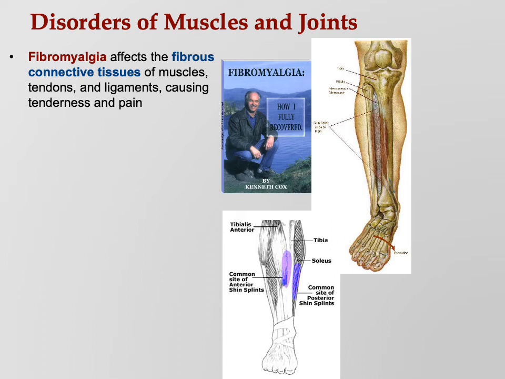But you'll find lots of books in the self-help section of the bookstore, of course there aren't bookstores anymore, on Amazon: Fibromyalgia, How I Fully Recovered. These books talk about using meditation and a vegan diet and so on, and I don't know. It may all be true, may not be true, but it's probably a real disorder.